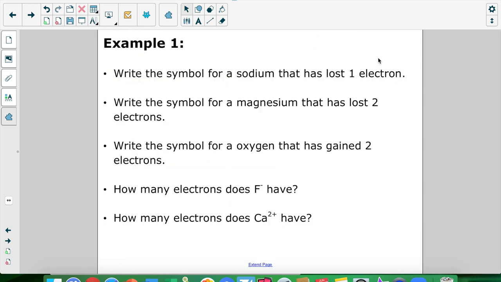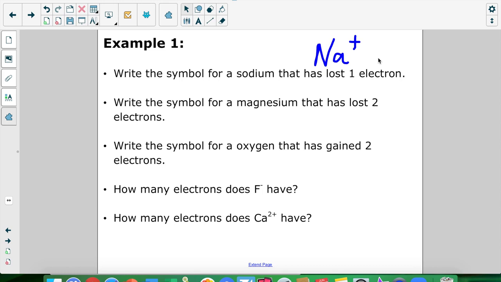Let's do some examples here to understand what we just learned. It says, write the symbol for a sodium that has lost 1 electron. This is the example that we just learned. So the sodium loses 1 electron, which means it has 1 less electron than protons. So the sodium is going to become sodium 1 plus. Again, the loss of electrons means positive charge. When I lose something negative, I get positively charged.